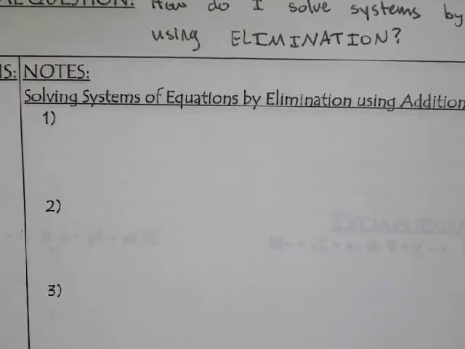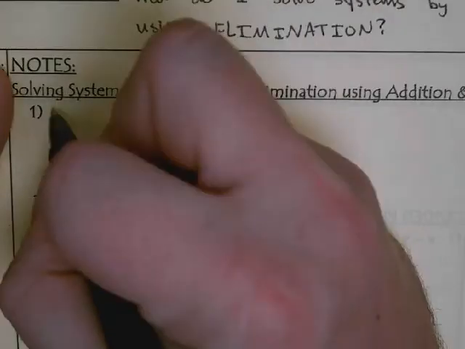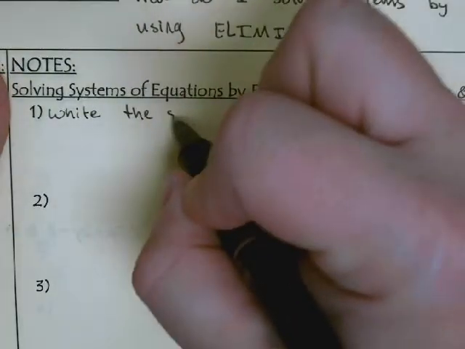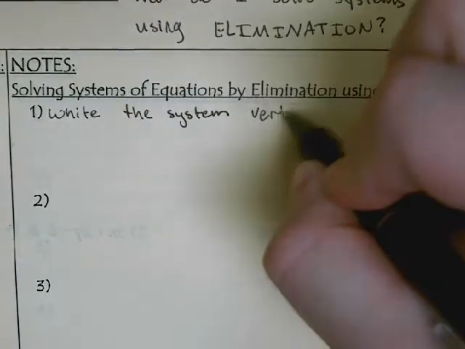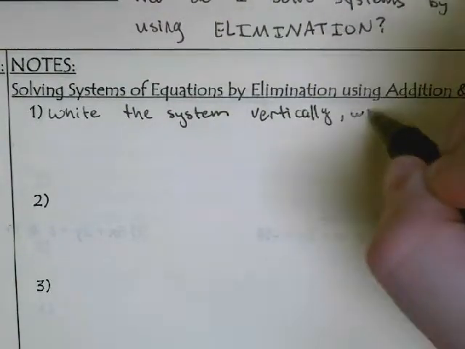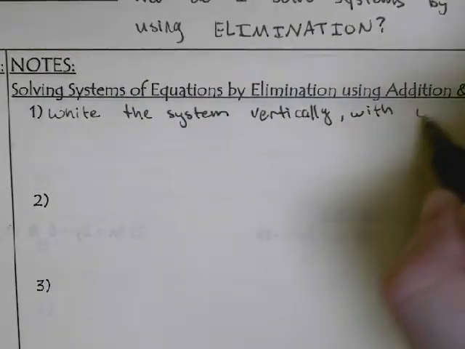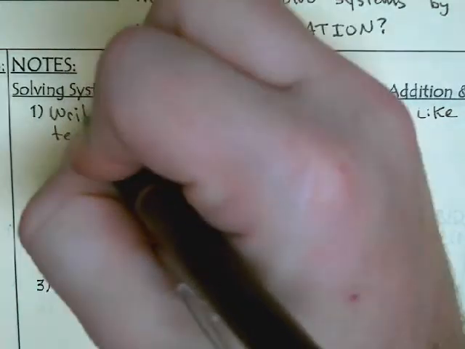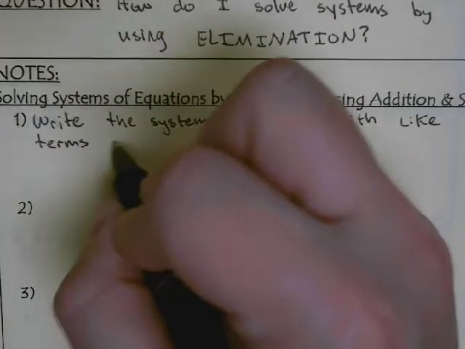So the first thing we'll do is go over the steps that we'll need. Step 1 is write the system vertically with like terms aligned.